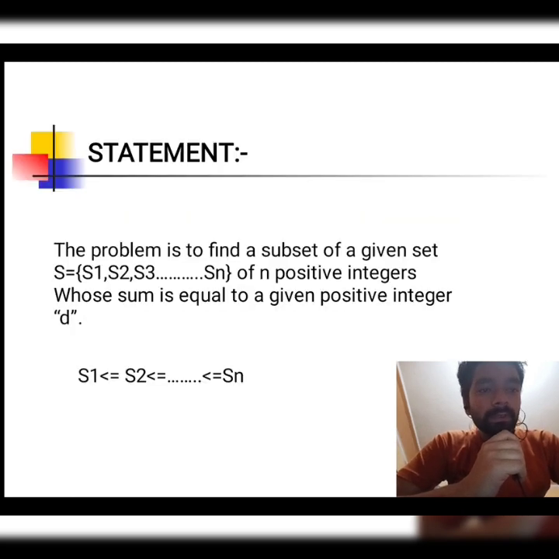Okay, so let's see the statement of the subset sum problem. The problem is to find a subset of a given set S = {S1, S2, S3, and so on up to Sn} of n positive integers whose sum is equal to a given positive integer d. In this statement we have to arrange the elements in increasing order, just like S1 <= S2 <= and so on <= Sn.